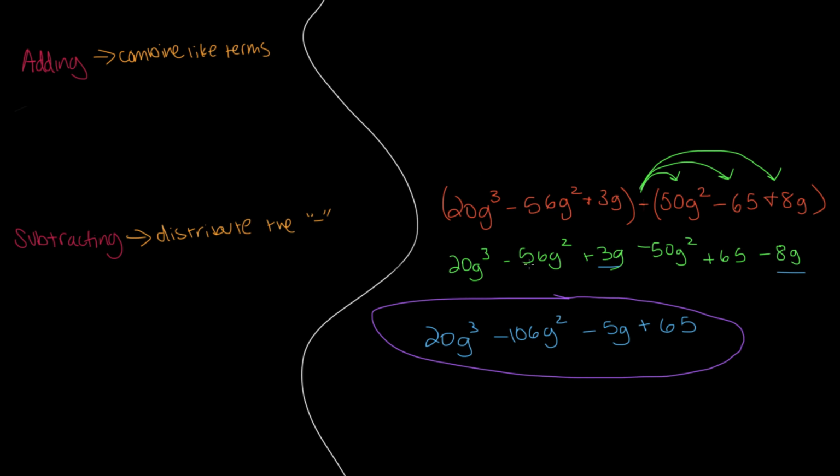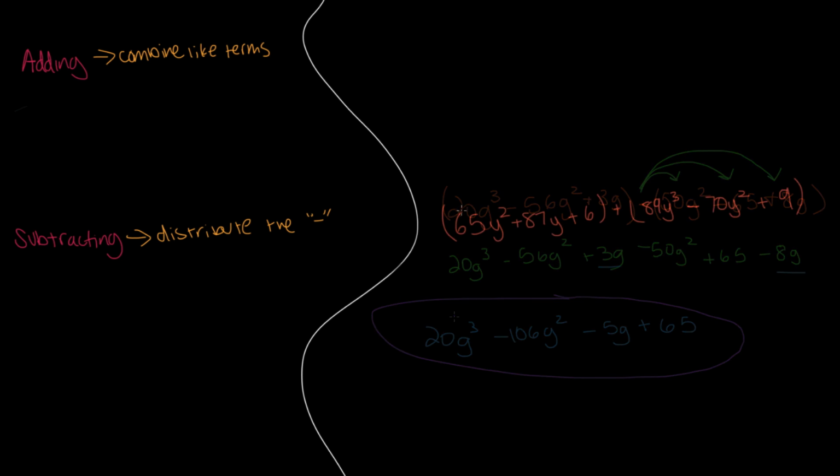And if you're noticing, every single time I'm doing this, I'm keeping the answer in standard form, or the form that polynomials should be in, which is having the greatest exponent first, the greatest degree first, and then decreasing from there. So anytime you ever add or subtract a polynomial, you want to make sure that your final answer is in standard form.